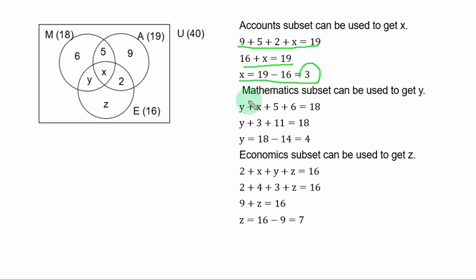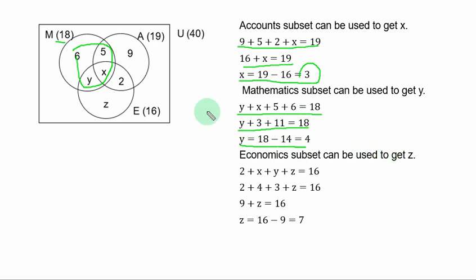To get Y, we use the mathematics subset. You add everything in that subset, you equate it to 18. You have it in this form. Previously, S is 3. You replace S with 3 in this form. 5 plus 6 is 11. When you add and collect like terms, Y is equal to 4.